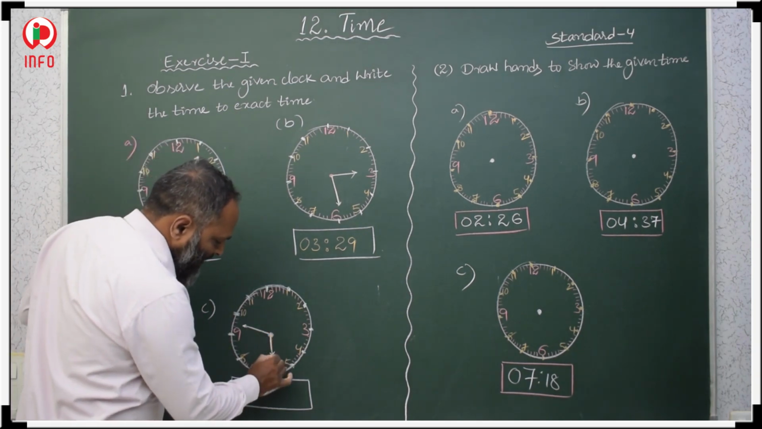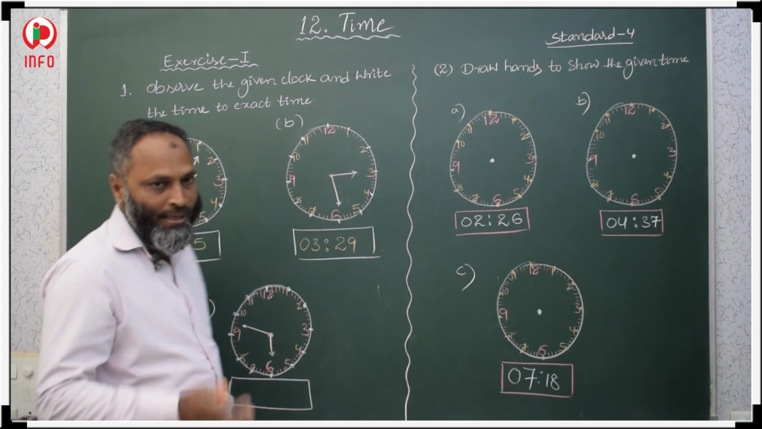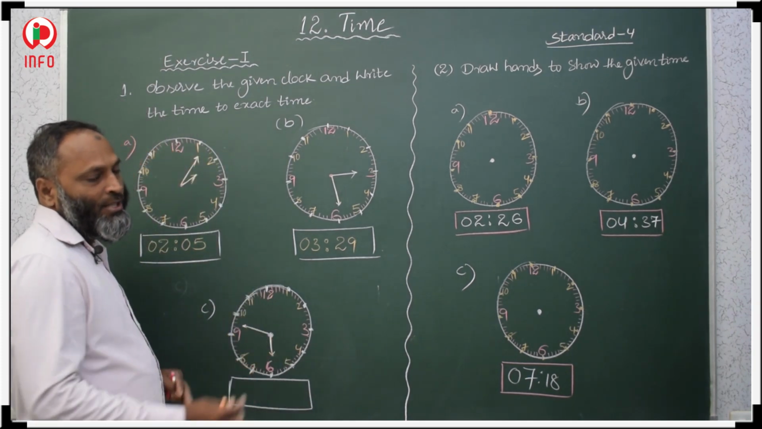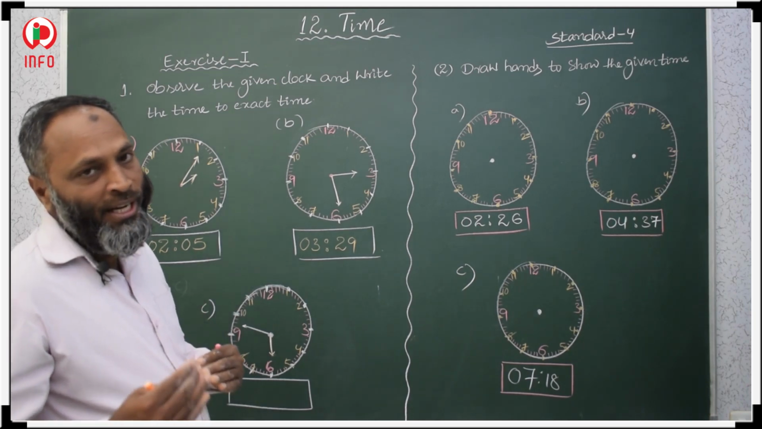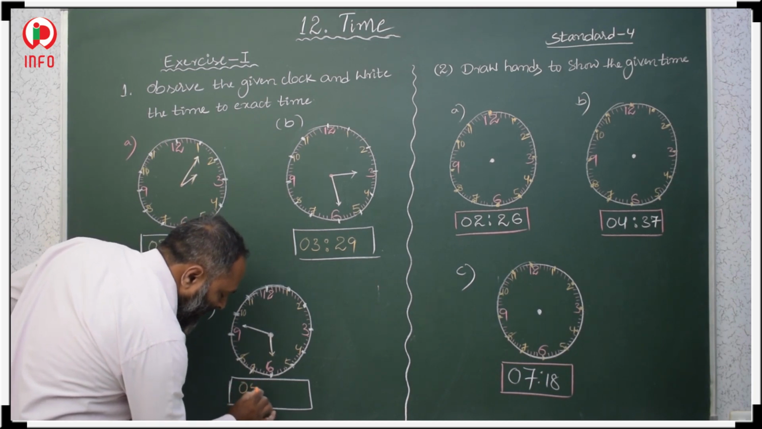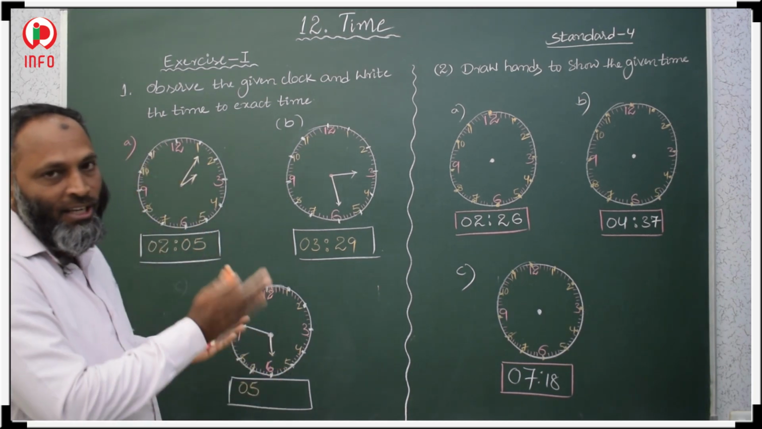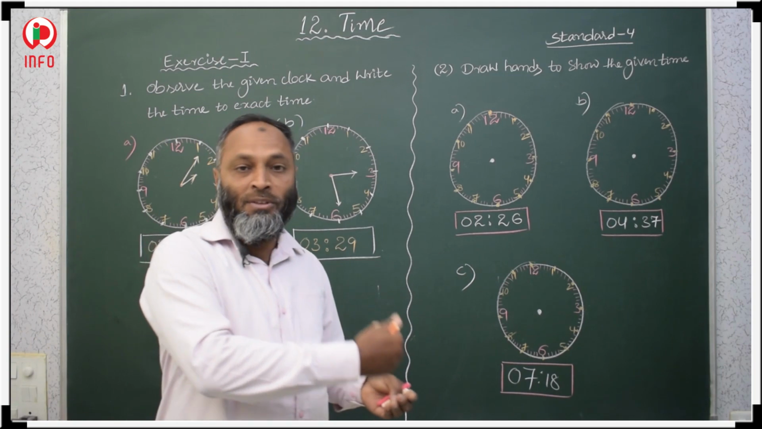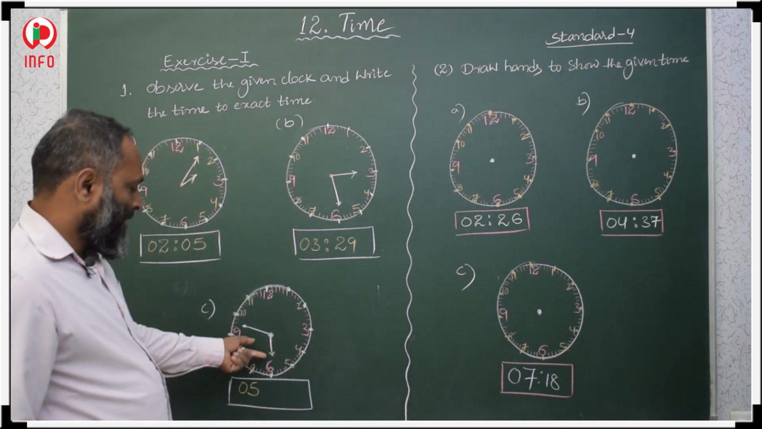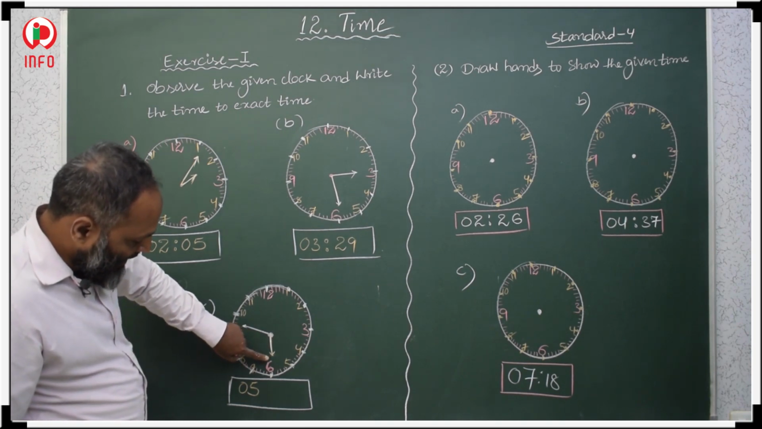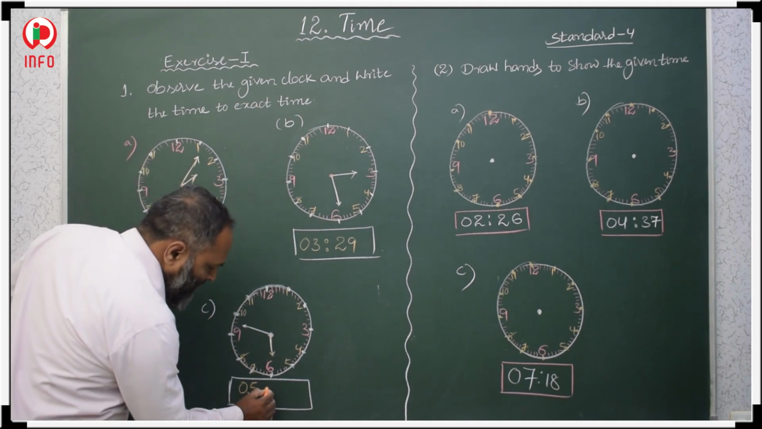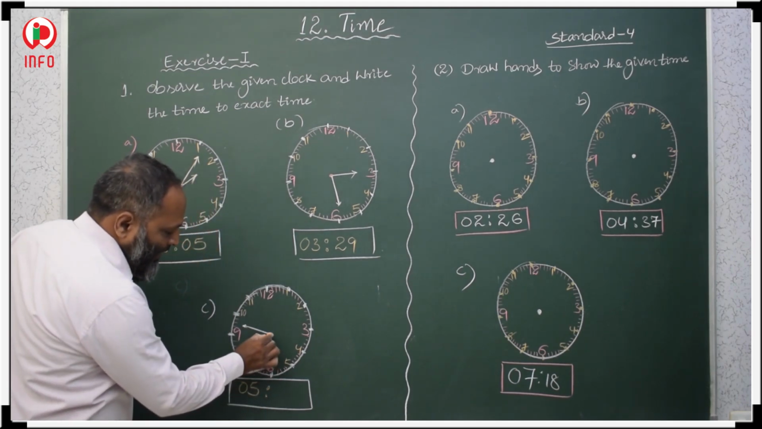Now here, where is the hours hand? It is near 6, not exactly at 6. Near 6 means we should take 5. If the hours hand is near 6, near 7, near 8, near 9 like that, we should take the previous number. Don't take 6. So here the hours hand is near 6, not exactly on 6, so we take 5 hours. Then where is the minute hand?